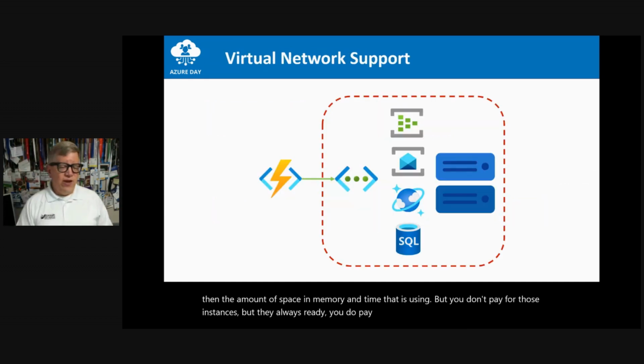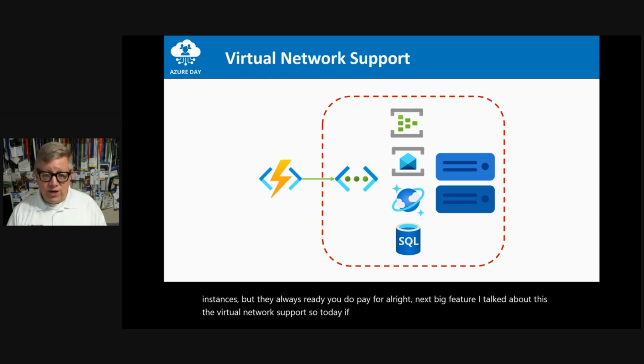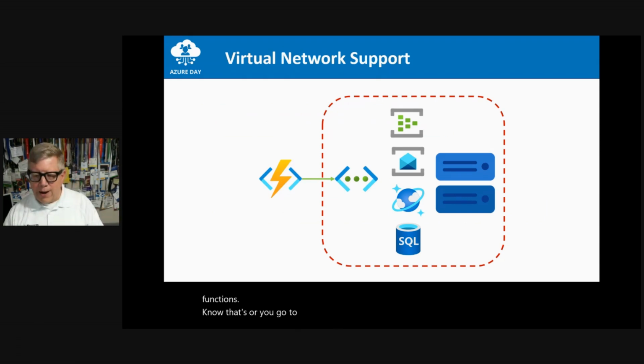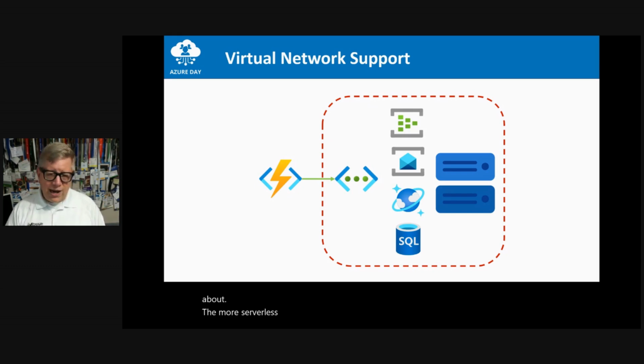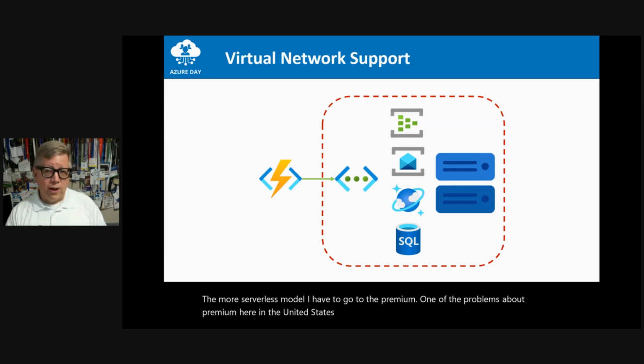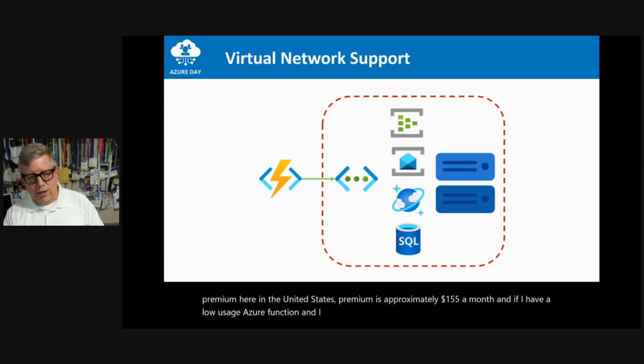All right, next big feature. I talked about this, the virtual network support. Today, if you want VNet support, you have to go to premium functions, or you go to the ASE. There are a couple of other options, but when we're talking about the more serverless model, I have to go to premium. One of the problems with premium here in the United States is that it's approximately $155 a month. And if I have a low usage Azure function and I need virtual network support, that's a really high cost to pay, right?